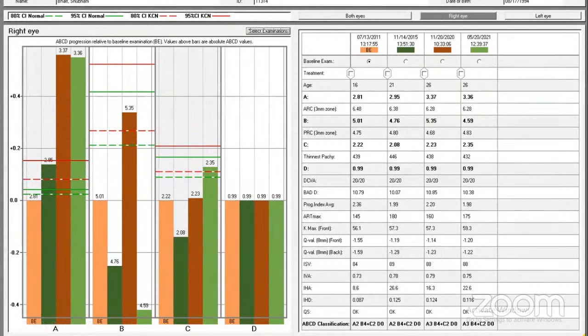The green line and the red line I was mentioning, these lines indicate the values. Next slide, falling under the normal or keratoconus population.